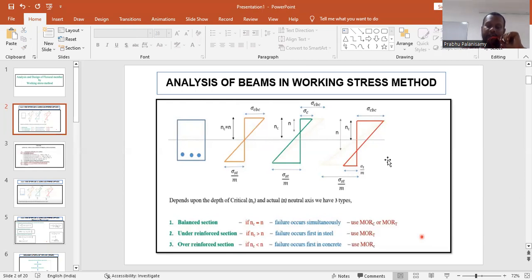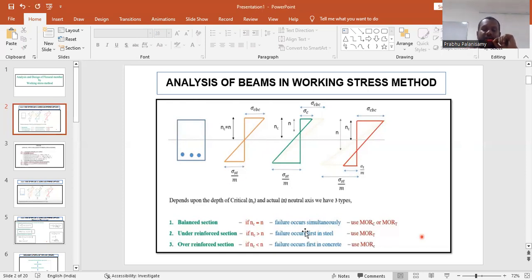Here we may see three different figures. One is called a balanced section, another is called an under reinforced section, and the third is called an over reinforced section. Let us first understand the figure. This is a beam structure which has the compression zone at the top and the tension zone at the bottom, and the reinforcement is provided in the tension zone. This is the normal stress distribution diagram, where we see sigma CBC and sigma ST. This section is called the balanced section.